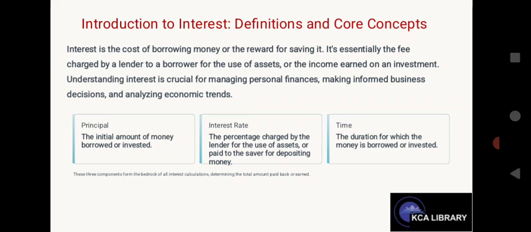So in interest, you will come across principal, interest rates, and even time. Principal is the initial amount of money you borrow or you invest. That initial amount you borrow or the money you invest is called the principal, while the interest rate is the percentage charged by the lender for the use of assets or paid to the saver for depositing money. They also talk about time. Time is just the duration for which the money is borrowed or invested.